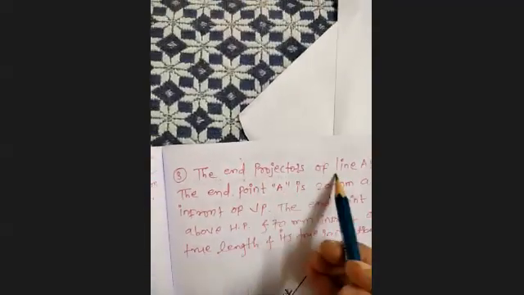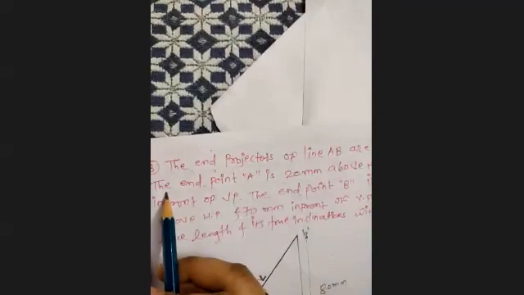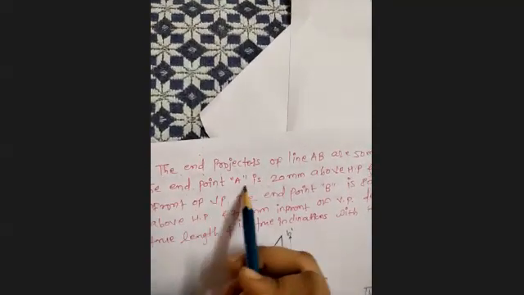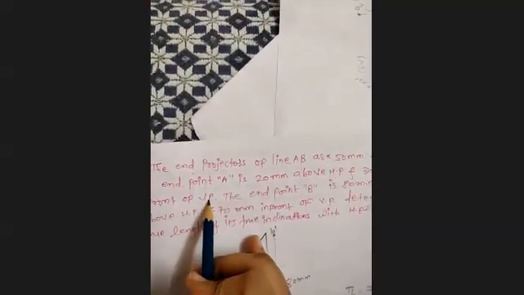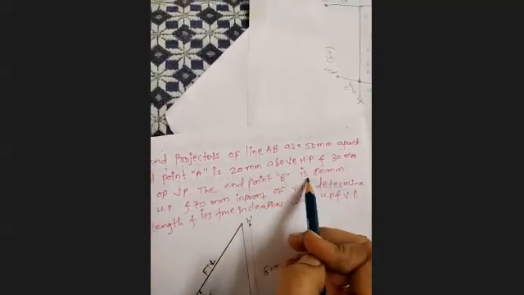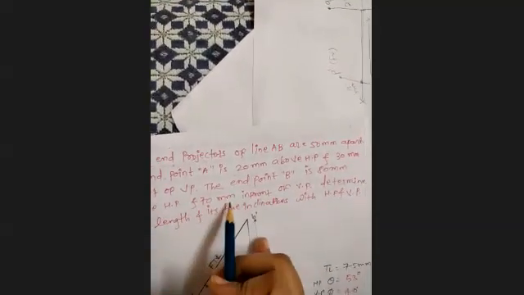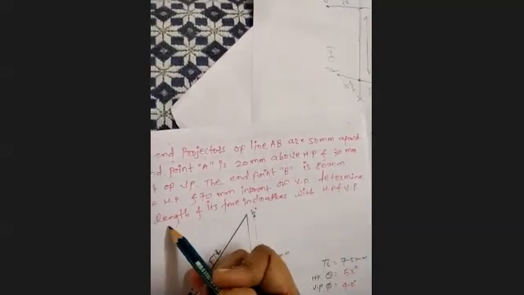Okay. Then we are going to the next, third problem. The end projectors of line AB are 50 mm apart. The end point A is 20 mm above HP and 30 mm in front of VP. The end point B is 80 mm above HP and 70 mm in front of VP. Determine true length and true inclination with HP and VP. Is the question clear?